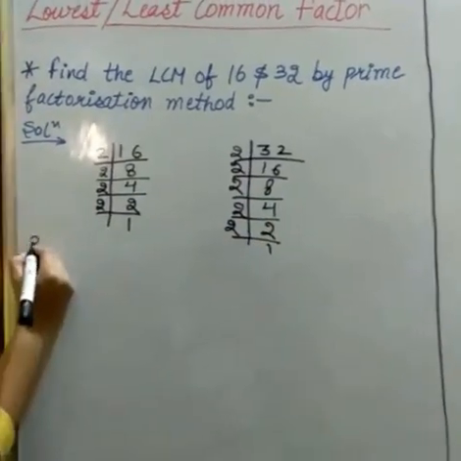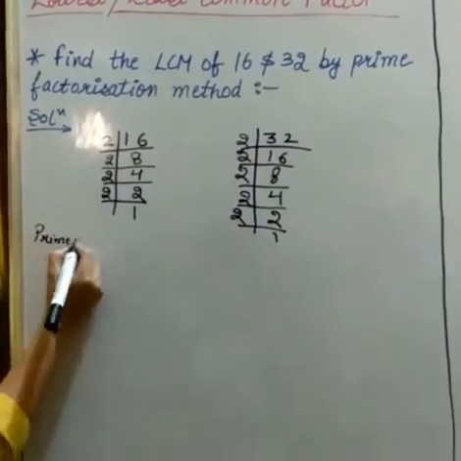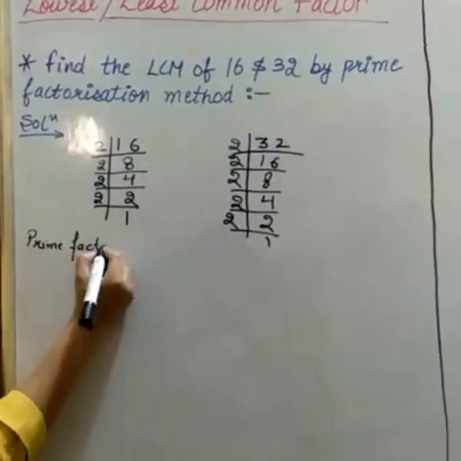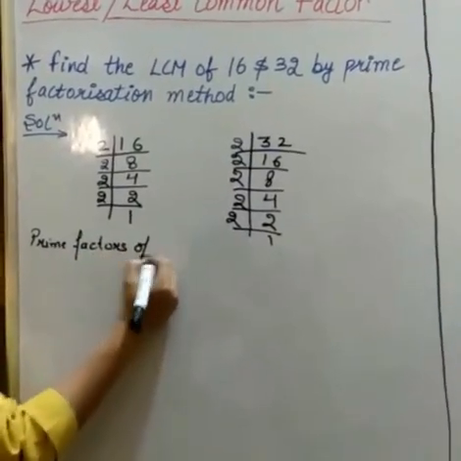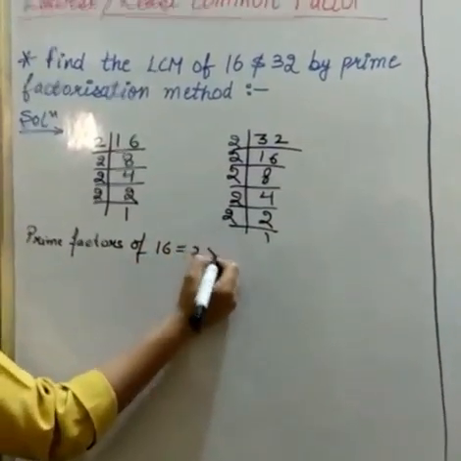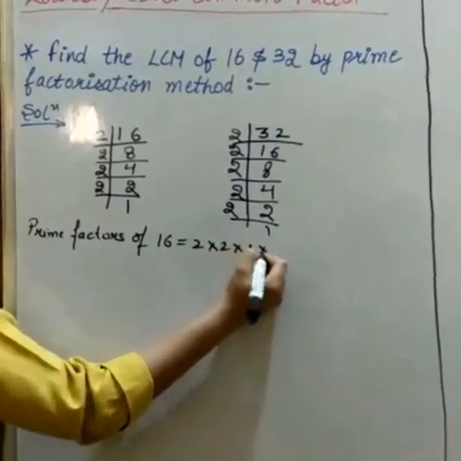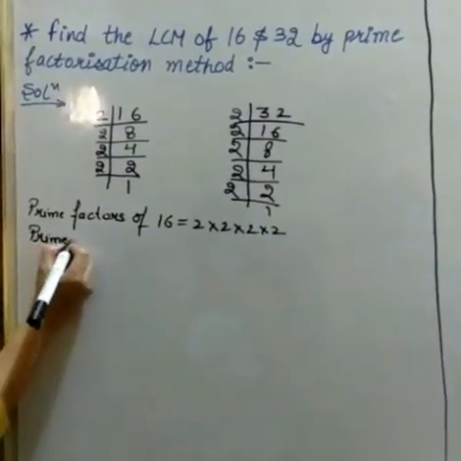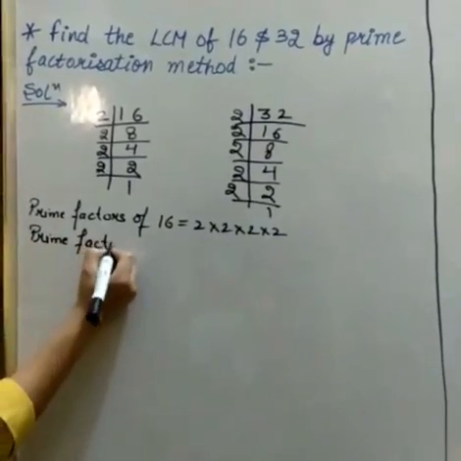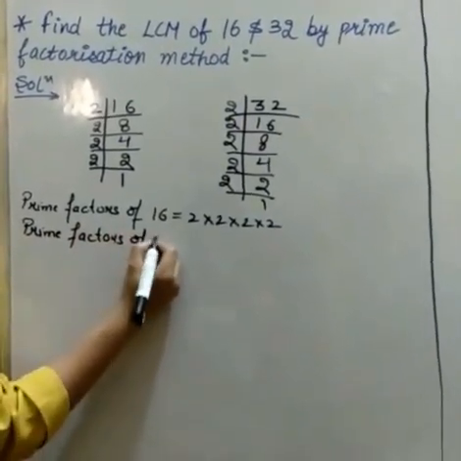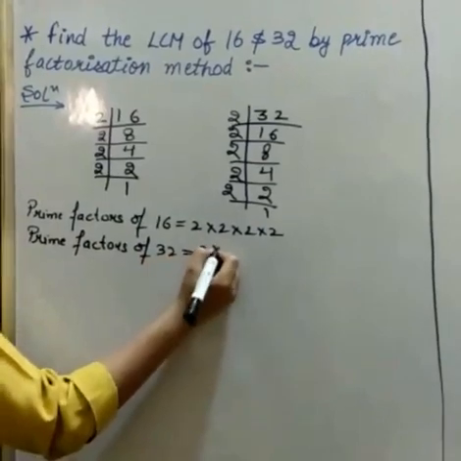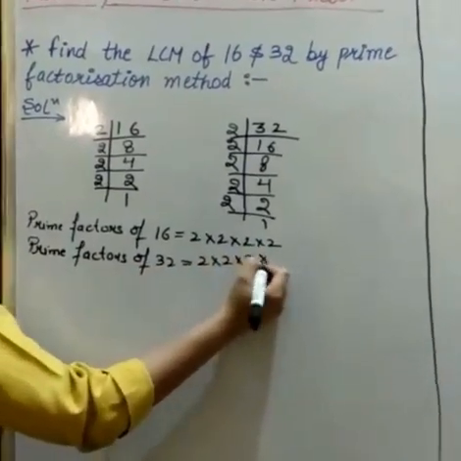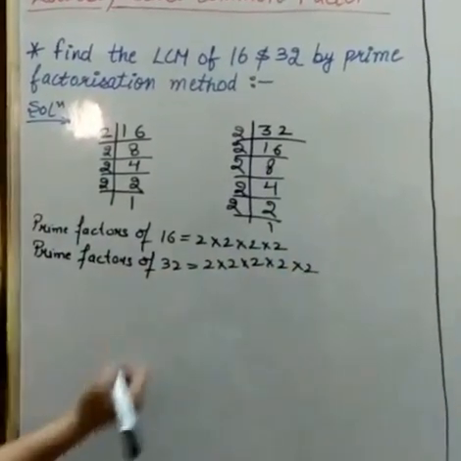So, prime factors of 16 is equal to 2 multiplied by 2 multiplied by 2 multiplied by 2, 4 times 2. And prime factors of 32 is equal to 2 multiplied by 2 multiplied by 2 multiplied by 2 multiplied by 2, 5 times 2.